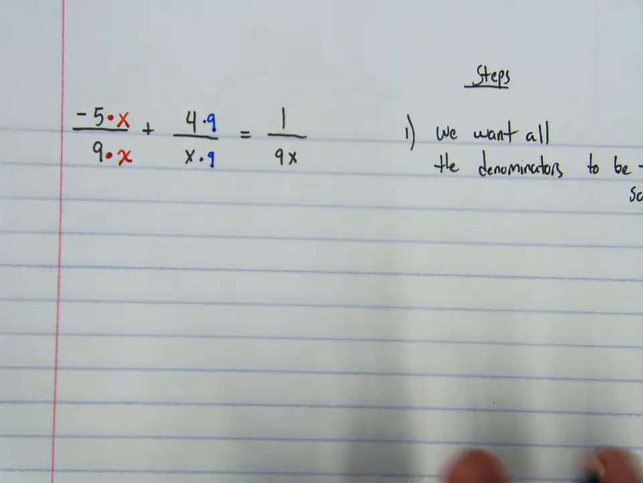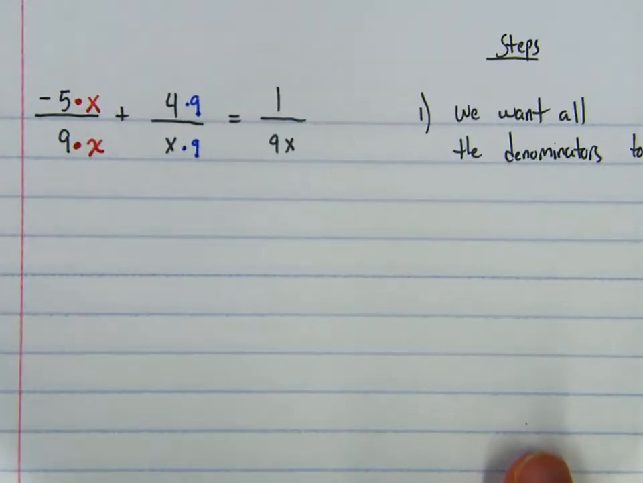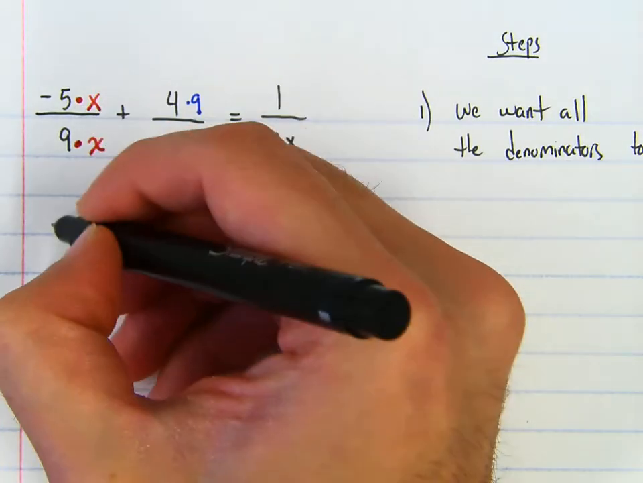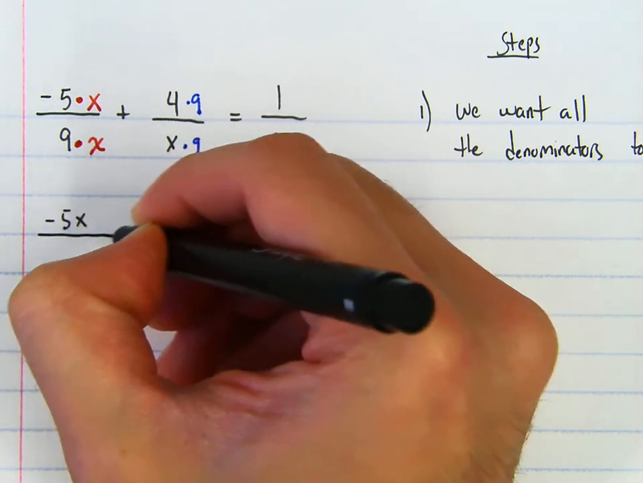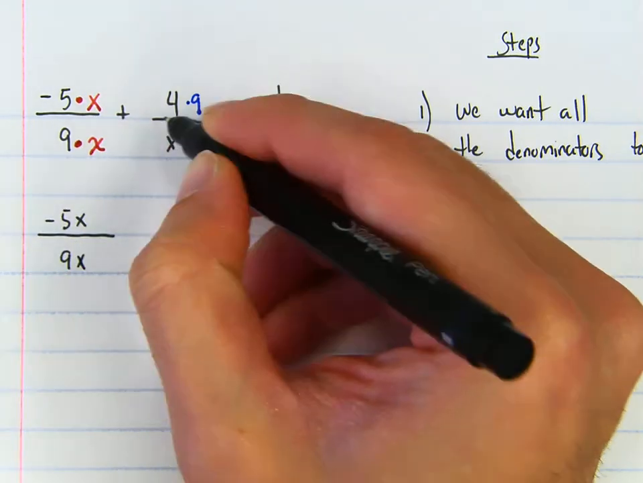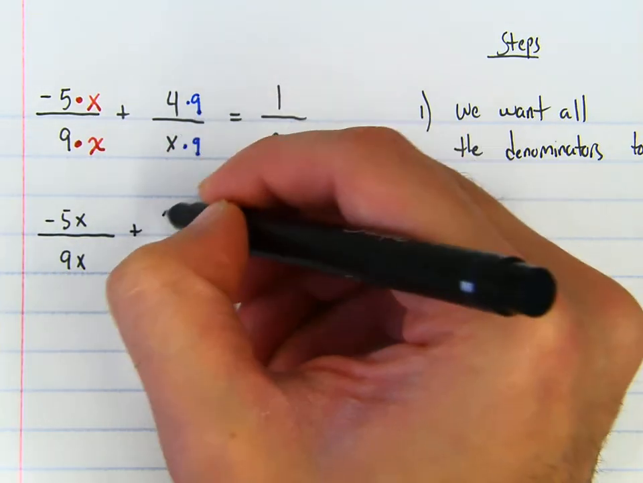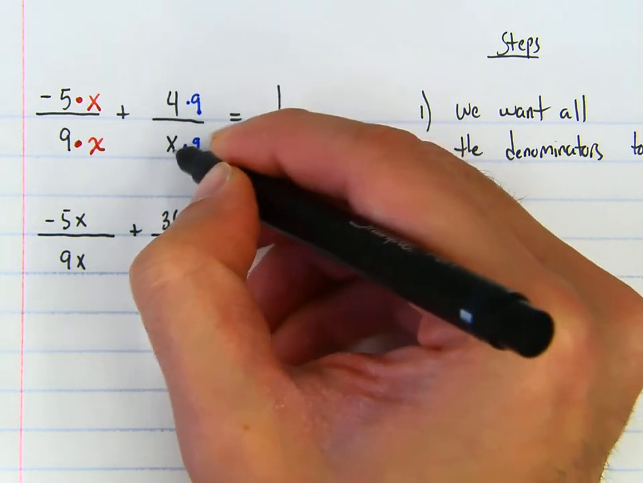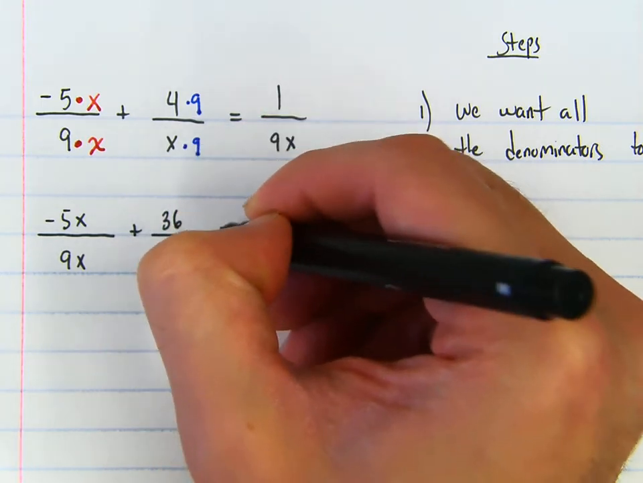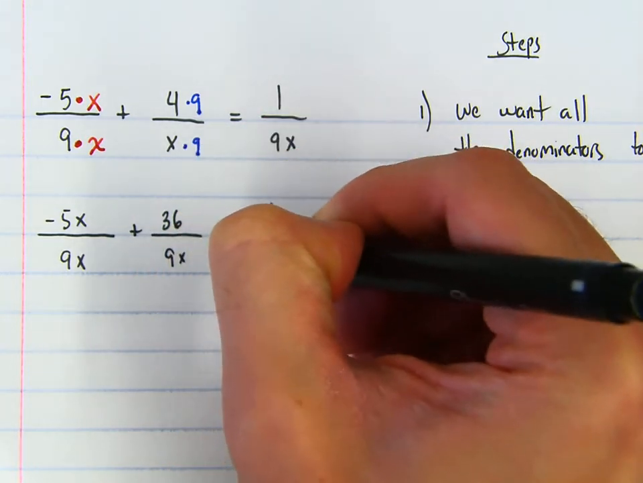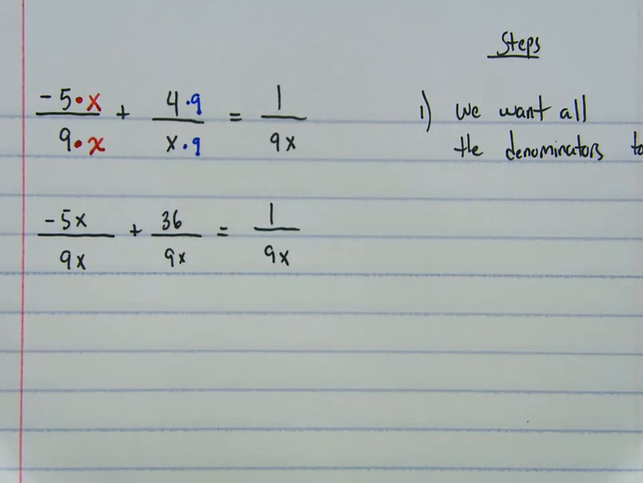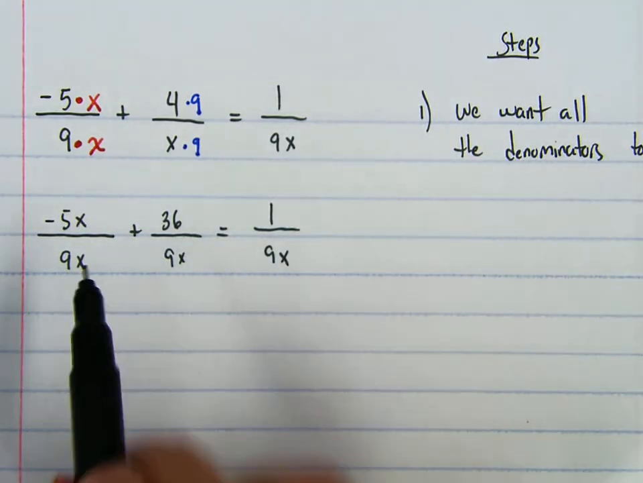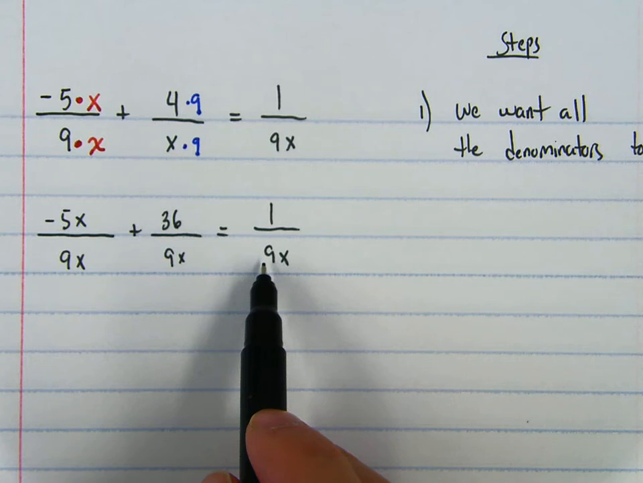What is -5 times x? It's -5x. What about the bottom? This is 9x. Plus, what is 4 times 9? That's 36. Over x times 9 is 9x, equals 1 over 9x. Okay. Now, what did we accomplish? All the denominators are the same.